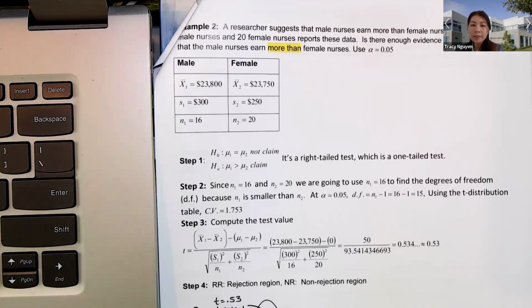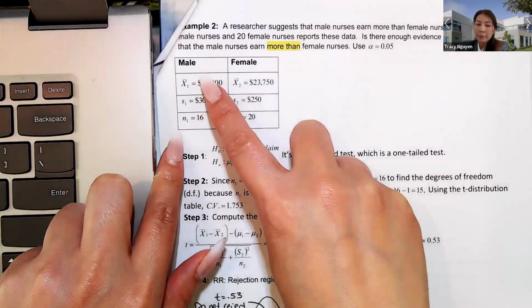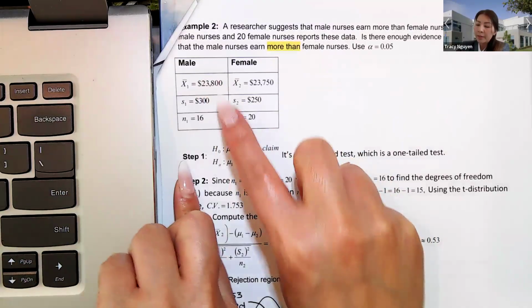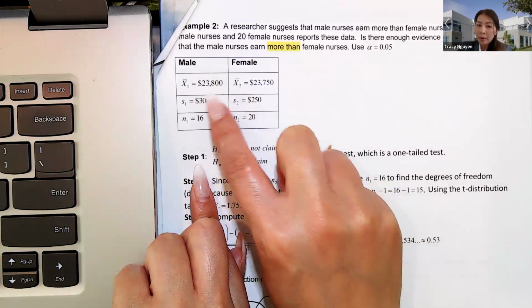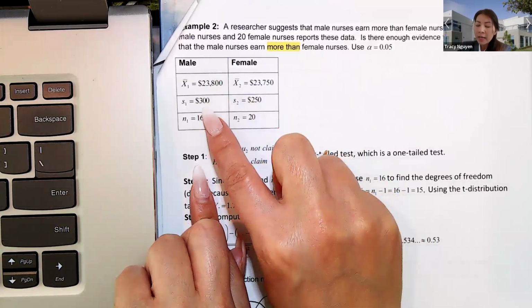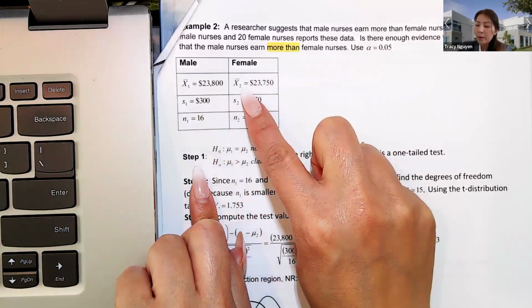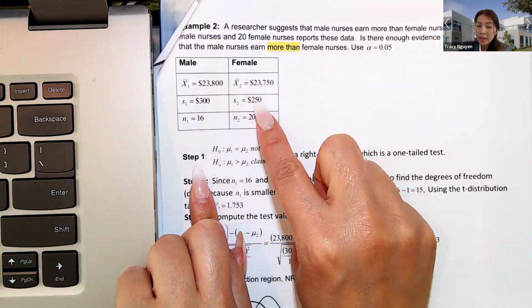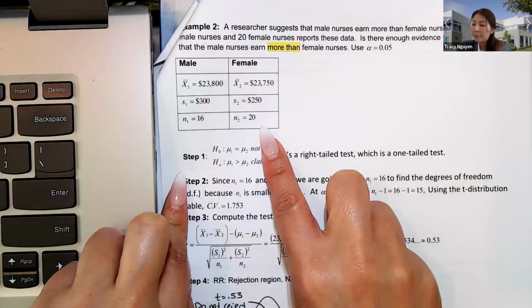Example 2. A researcher suggests that male nurses earn more than female nurses. A survey of 16 male nurses and 20 female nurses reports these data. So we have the summary data given in this problem here. We don't have to analyze much. Male: X1 bar equals 23,800, S1 is 300, and N1 is 16. Female: X2 bar is 23,750, S2 is 250, and N2 is 20. So here's what we have for our data summary.